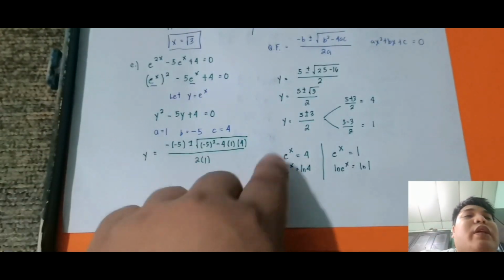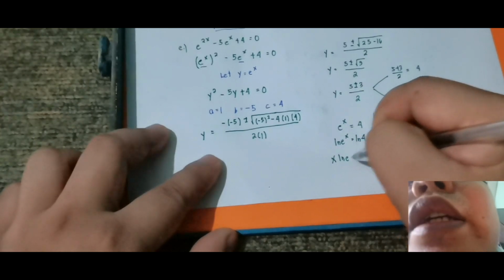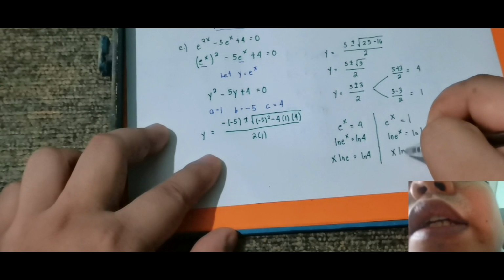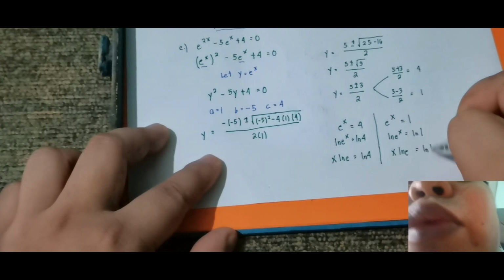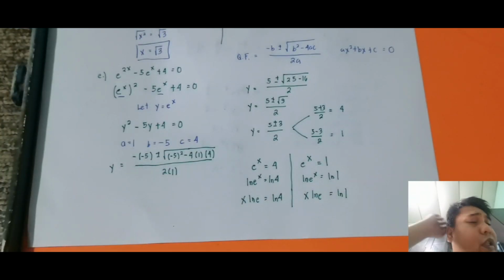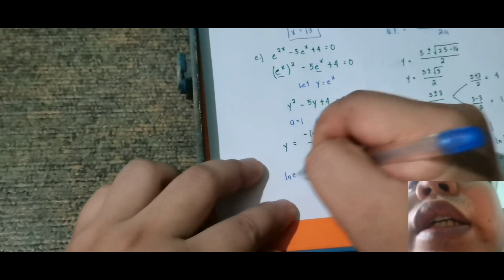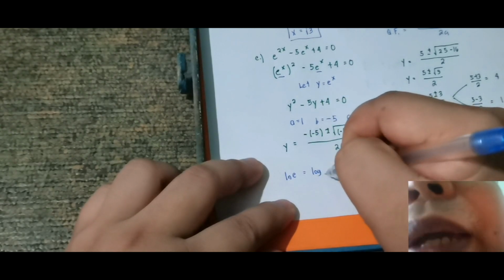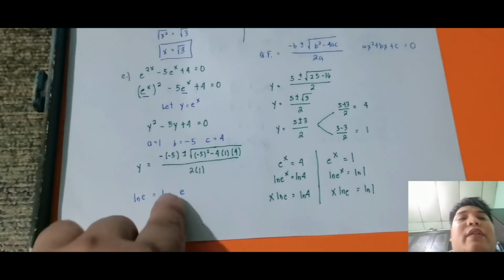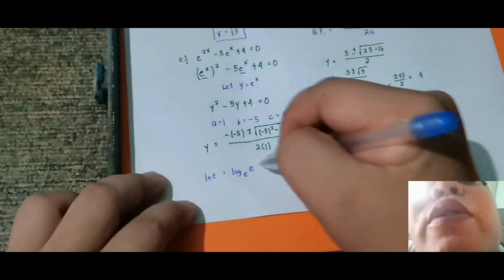So may rule ulit na bababa lang yung x. So this is x ln of e is equal to ln of 4. Then dito is x ln of e is equal to ln of 1. Ngayon, i-ask ko kayo about sa ln. Ano ba ulit yung ln o yung natural logarithm, guys? Recall lang na yung ln of e is just equal sa logarithm base e of e. Tama? So by the rule, this is just simply 1.